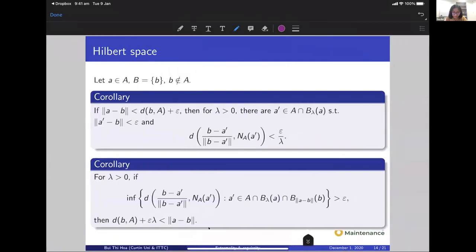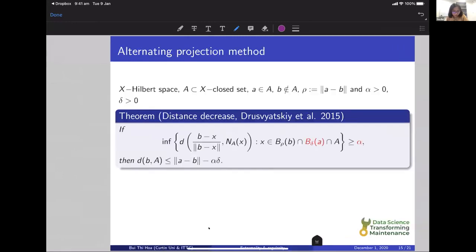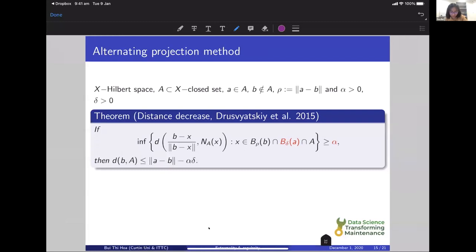So this condition doesn't seem very attractive, but if we reverse the statement a little bit, we will have: if there is a neighborhood such that the infimum of the distance of the vectors here to the normal cone of the set A is bigger than a constant, then we know that the distance between A and B is bigger than the distance here plus a constant. This tells us, quantifies for us, how far it is from A being a projection of B onto A. So this idea is actually very useful to study the alternating projection method. This property is named as distant degree by Dvorsky in 2015, and this is for axis in Hilbert space.